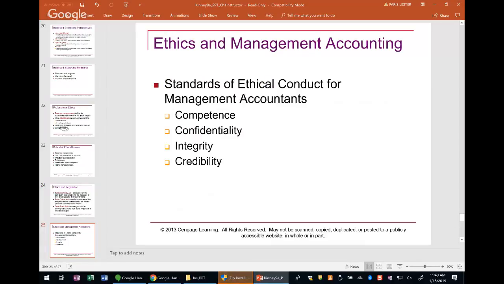Standards of ethical conduct for management accountants, cost accountants. First off, you got to be competent in what you're doing. That's why you're taking classes in accounting, to get competent. Confidential. When we do taxes for VITA, 4 of you will be doing taxes. We got to have confidentiality. If you do a professor's taxes or a secretary's taxes or another student's taxes, it's between you and that person, no one else. And you don't even tell your best friend. Integrity is being honest. And credibility, I think that goes along with integrity and being honest.